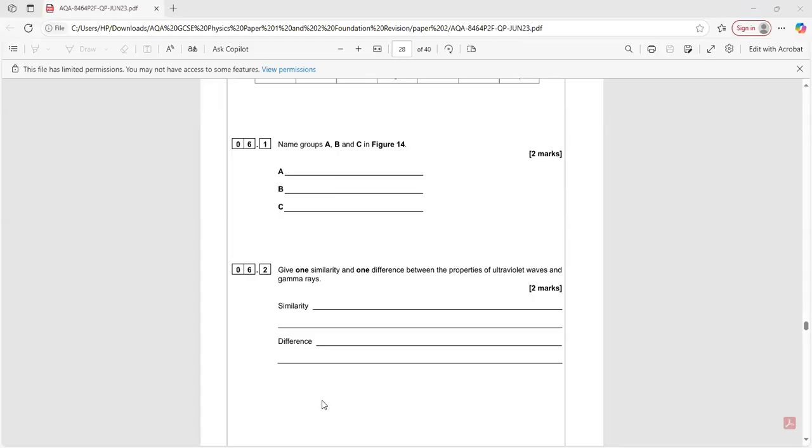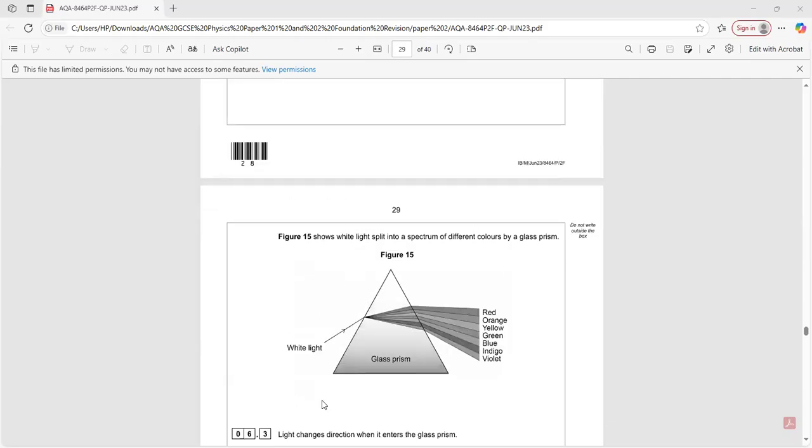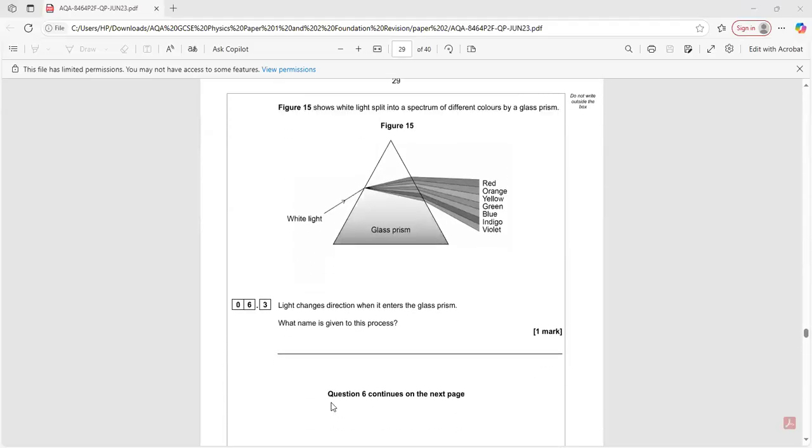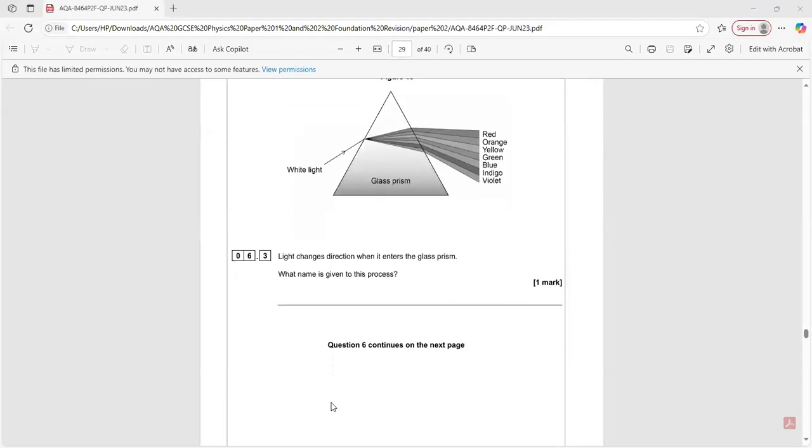All right, so we're moving on, right? Yeah. This looks familiar. I remember that acronym, very popular acronym. What does it say? Light changes direction when it enters a glass prism. What name is given to this process?